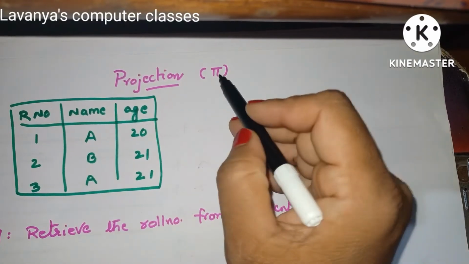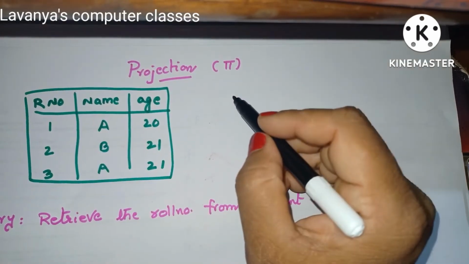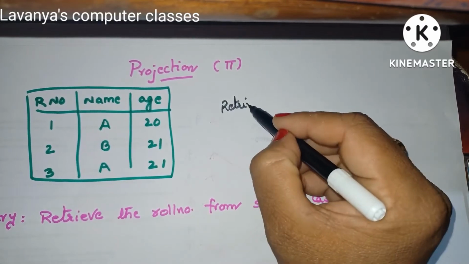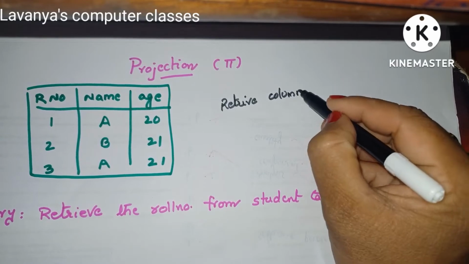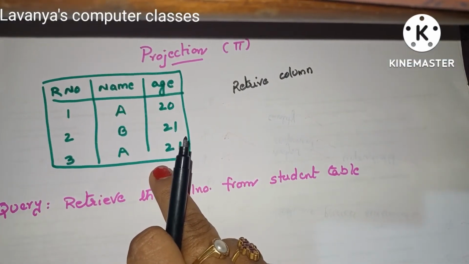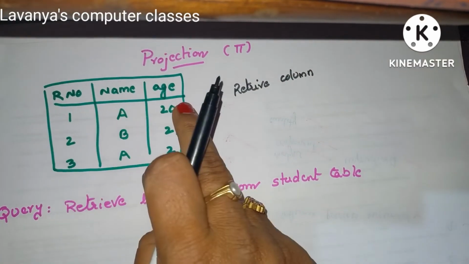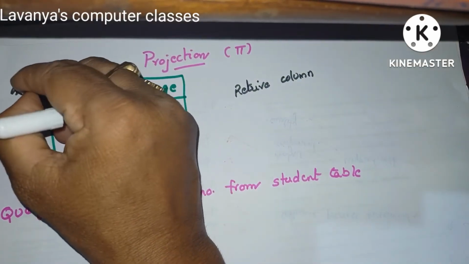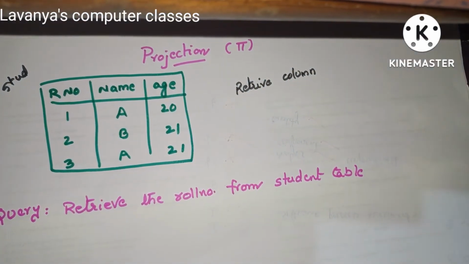Projection is represented with the pi symbol. What is the use of projection? Projection is used to project the data or retrieve the information, retrieving the information column-wise. For example, in this example, I took one table. It is a relation with 3 fields, 3 attributes: roll number, name and age, and some data. So this is a table. The table name is the student table, the student relation. Now I will give one query.